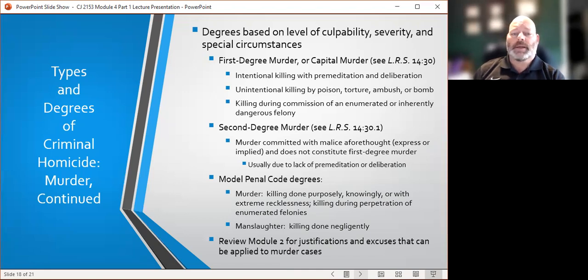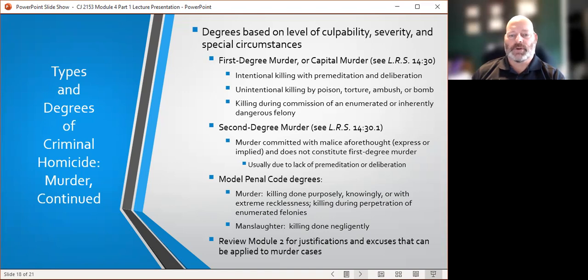Second-degree murder is committed with malice aforethought, whether it be express or implied malice, and does not constitute first-degree murder. Usually this charge arises due to the lack of premeditation or deliberation. And you can check out LRS 14:30.1 for Louisiana's definition of second-degree murder. Again, Model Penal Code degrees of murder.